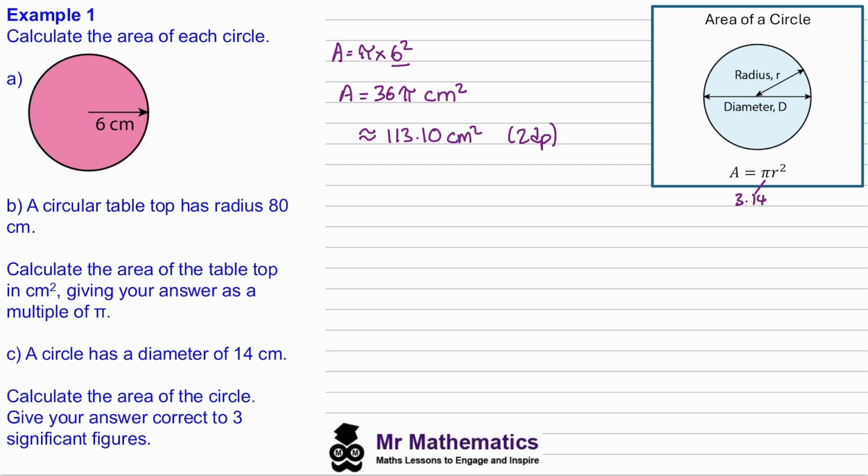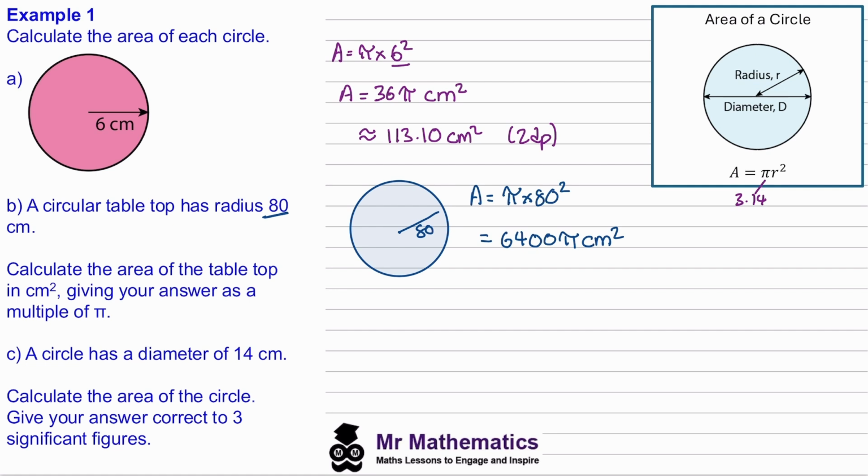Okay, so how did you get on with that? If I just draw a quick circle, we've got a radius of 80 centimeters. So the area will be pi multiplied by 80 squared. Well, 80 squared will be 6,400 multiplied by pi, and that is in centimeters squared, okay? You can see this is a multiple of pi here.